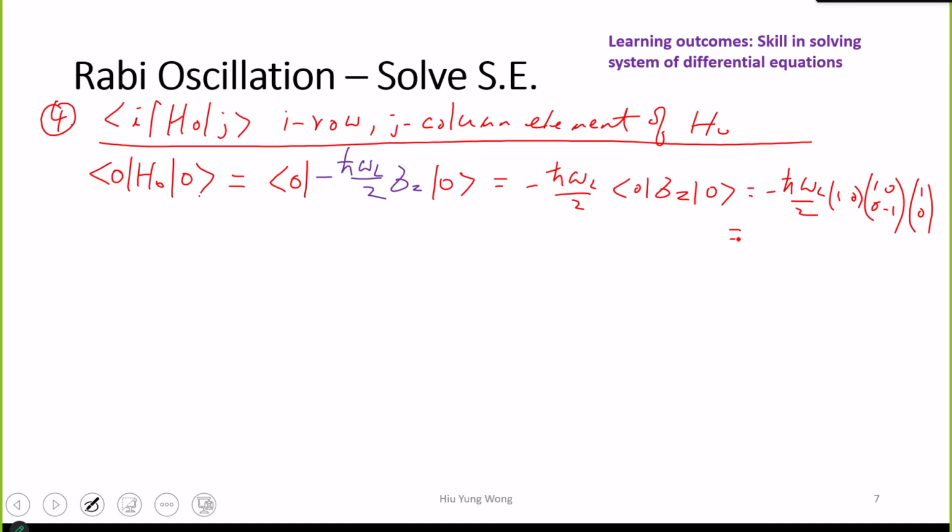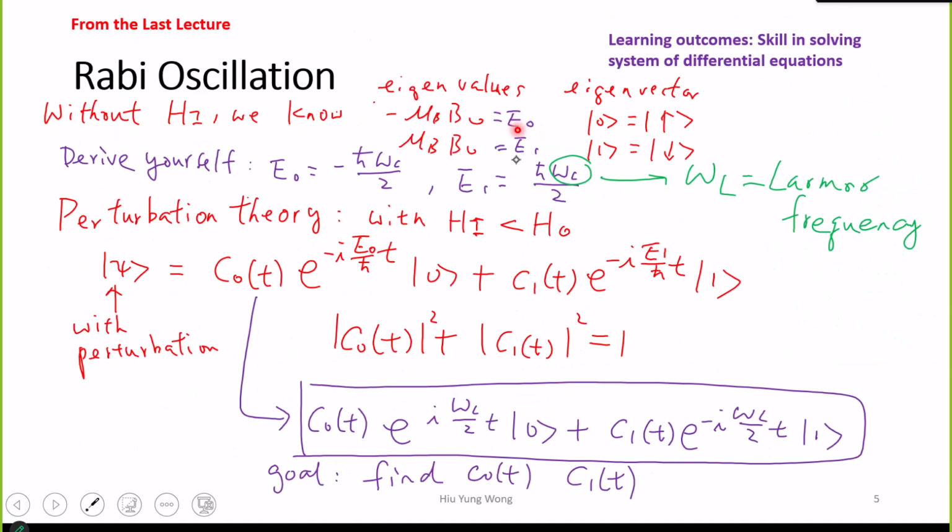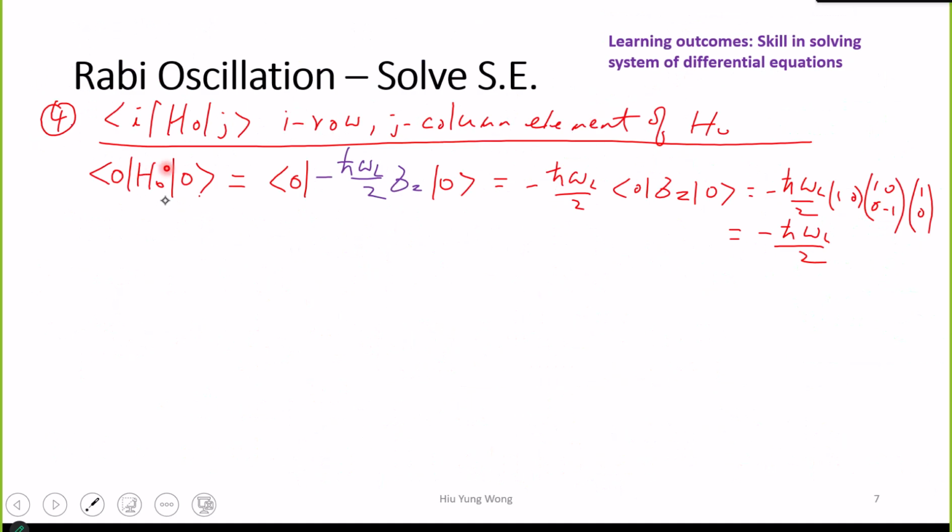Go through the calculation. You see that this is just equal to negative h bar omega L over 2. Hey, but you will see that, hey, I knew that already. This is the eigenvalue, E0, right? Why? Because as you just said, this is calculating the expectation value of state 0. And then, of course, the energy of state 0 is equal to negative h bar omega L over 2, because it has the energy of E0, right? So here, we just repeat what we already know.